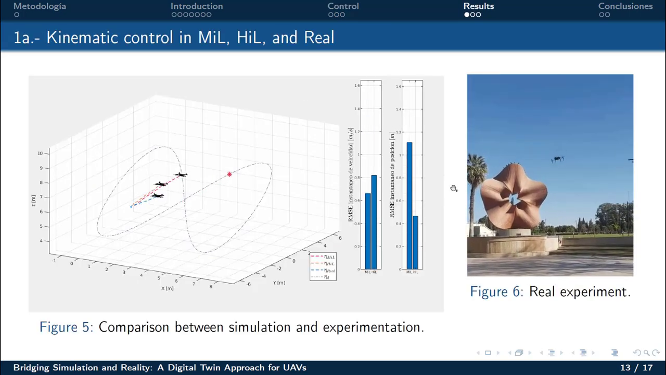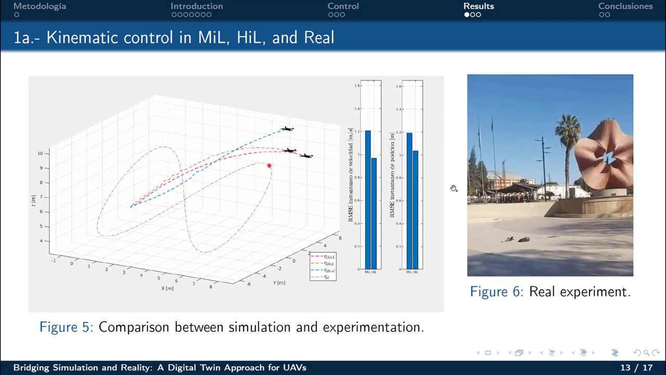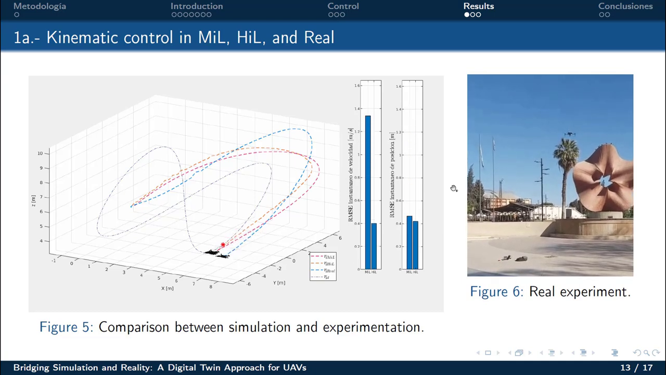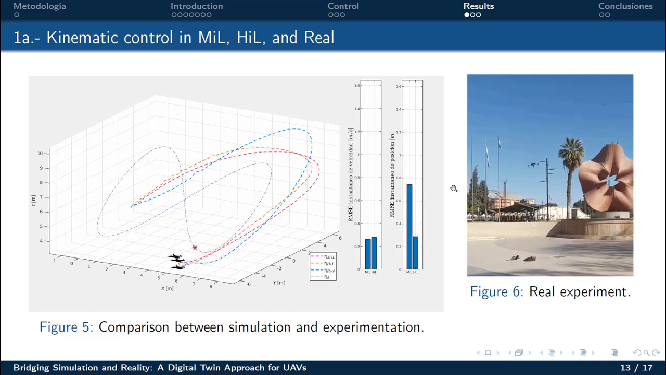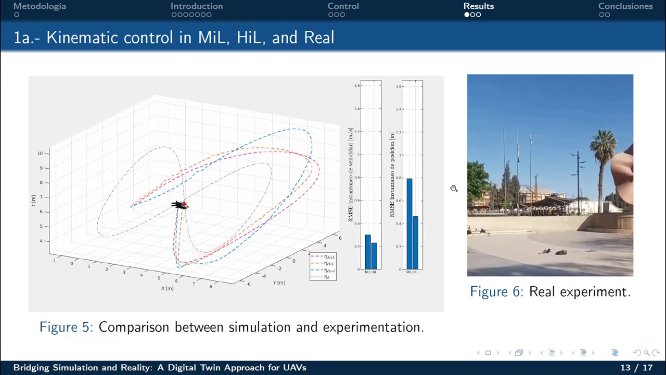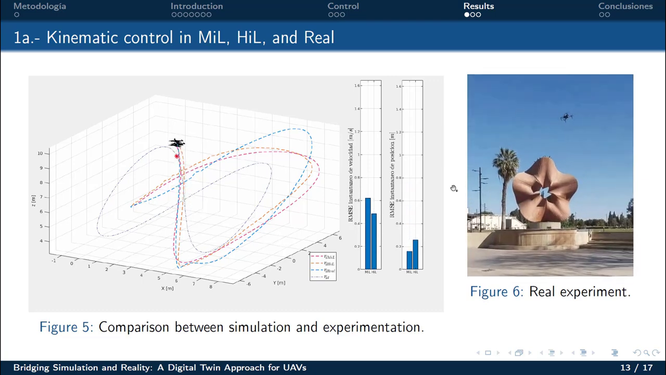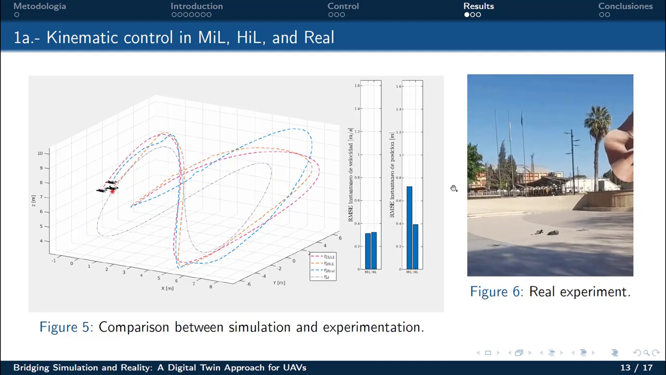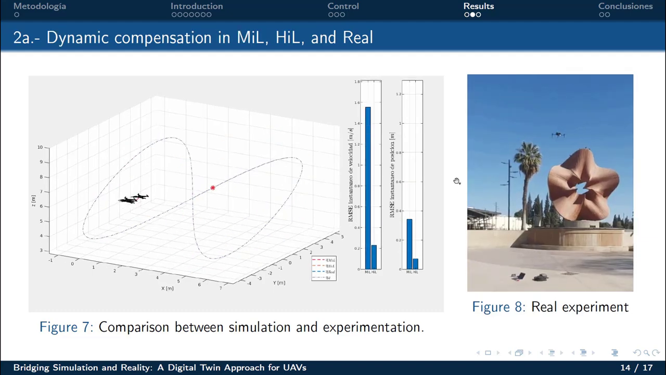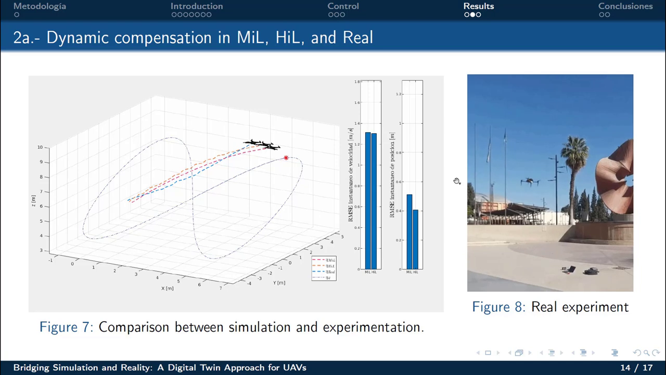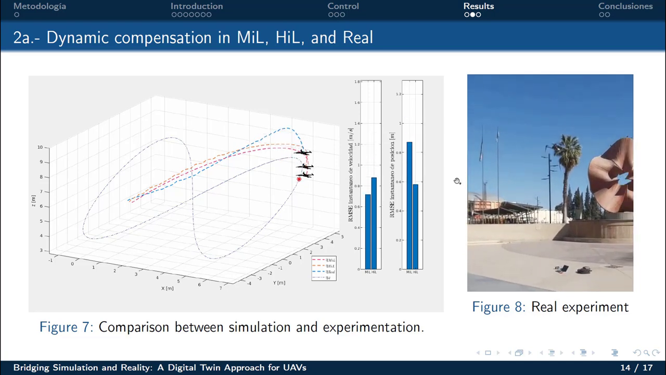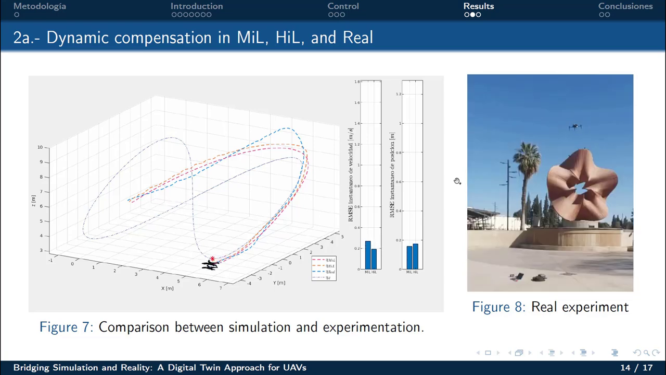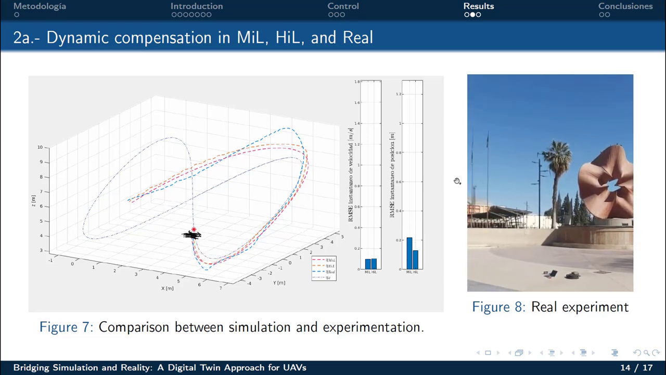First, with the kinematic controller, we observe the UAV following the defined trajectory in the real experiment. The comparison between real and simulated results shows consistency, although errors arise in more complex conditions. With the dynamic compensation controller, the UAV adjusts better to external disturbances. Graphs show trajectories closer to the desired path, both in simulation and real experiments.